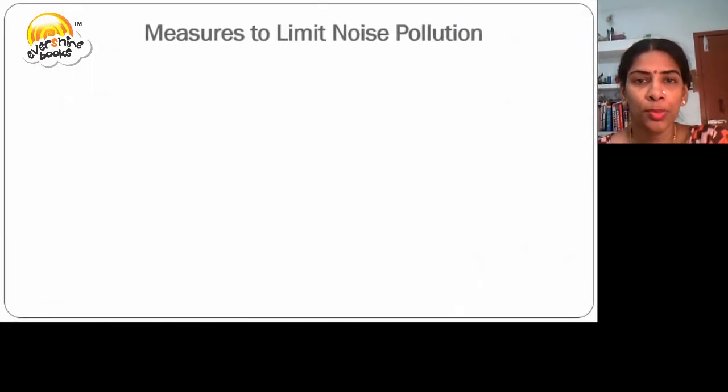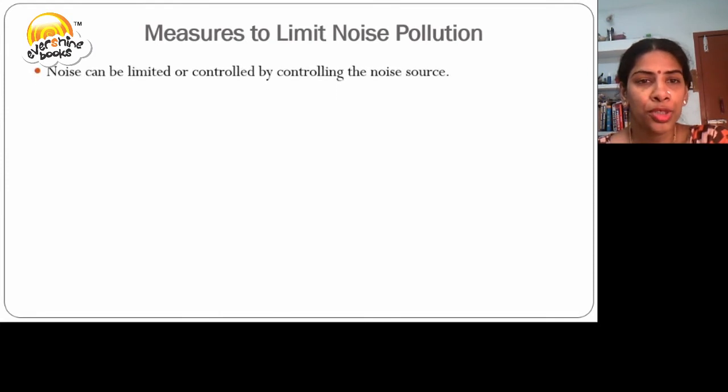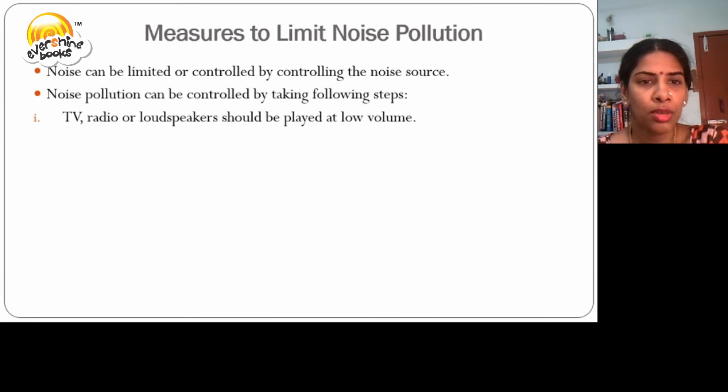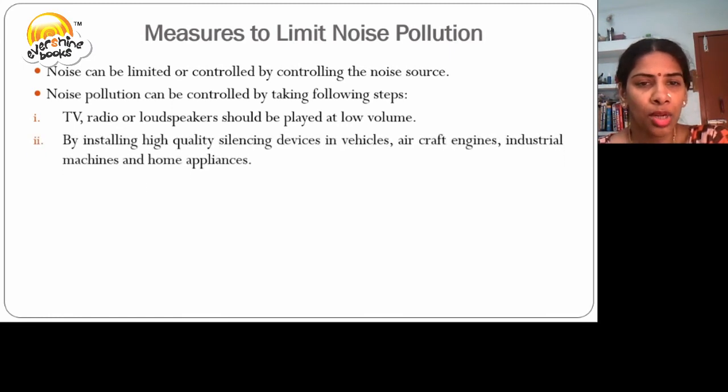Measures to limit the noise pollution. Noise pollution can be limited or controlled by controlling the noise source. Let us see the steps which include the controlling of noise pollution. TV and radio should always be played at low volume. We need to install high quality silencing devices in the vehicles, aircraft engines, industrial machines, and home appliances to reduce the volume.